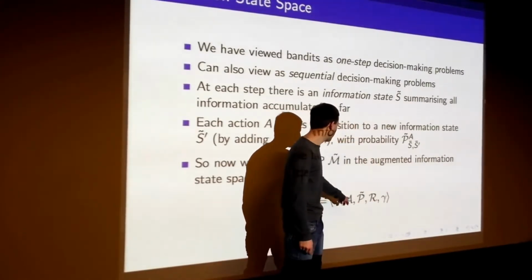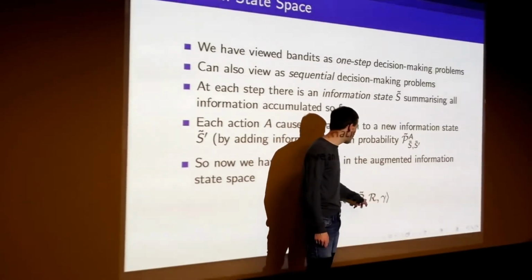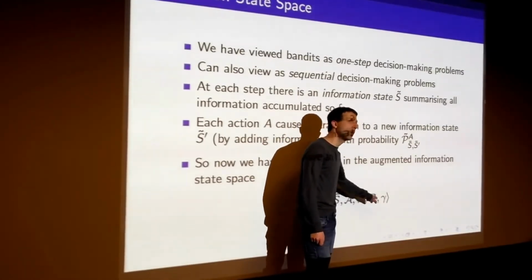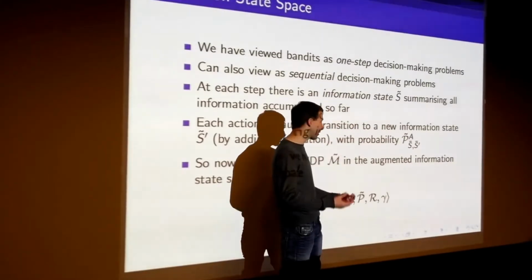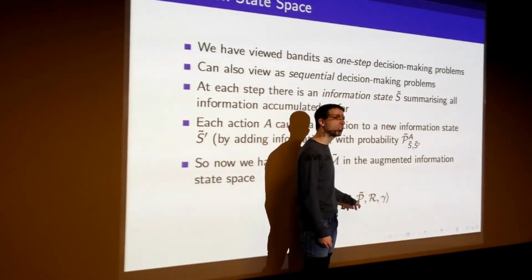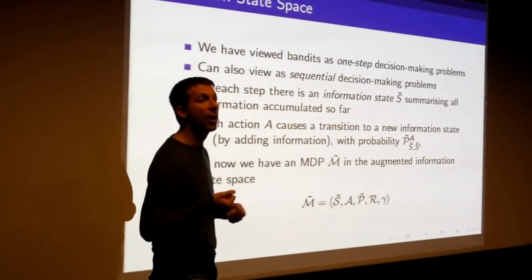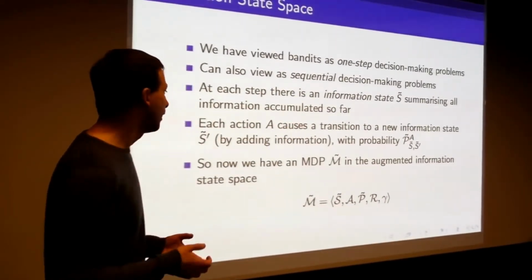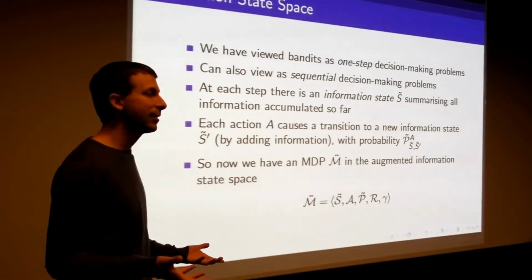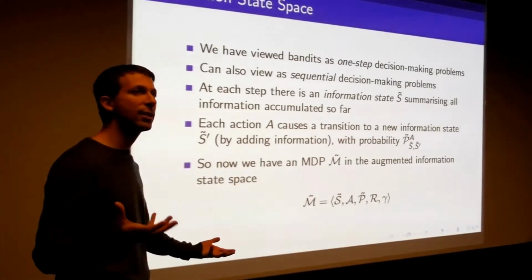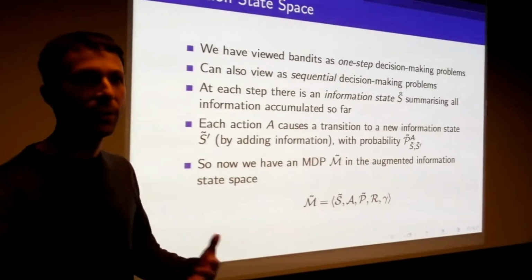We've augmented our action space and our reward space, our original bandit problem, which was A and R. We've augmented it to make an MDP that takes us from information state to information state as we traverse this bandit, as we try different things. This is a very large MDP. This tells us about all the different possible information states we could be in as we start to explore this bandit.